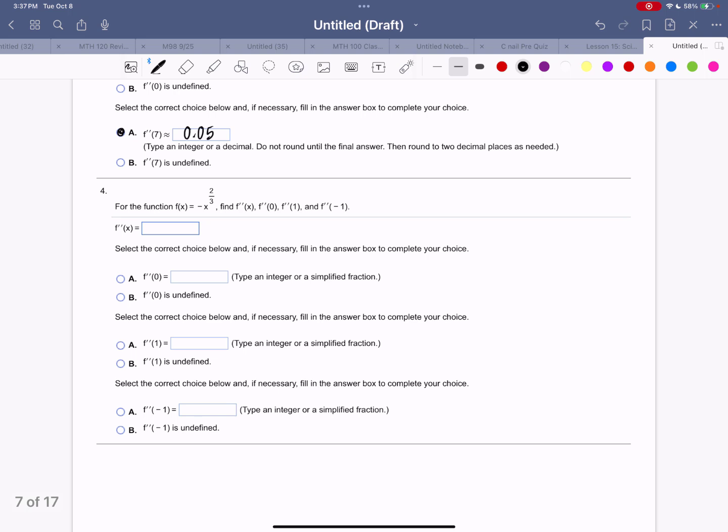Example number 4. For f of x equals negative x to the 2/3, find the second derivative and then the second derivative of 0, 1, and negative 1. So this one shouldn't be as bad as that last one because it's just a power rule. So for the first derivative, minus 2/3 x to the 2/3 minus 1. So it's minus 2/3 x to the minus 1/3. I'm just going to leave it just like that.